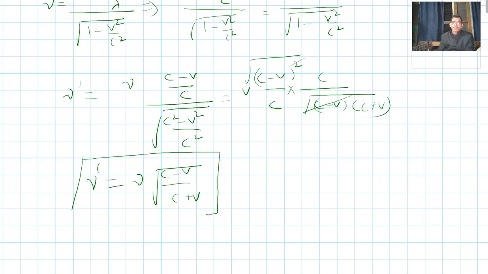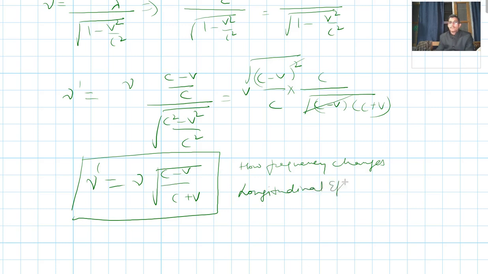So this is known as the longitudinal effect, and this shows how frequency changes. Here, since c minus v over c plus v is always less than 1, we conclude that nu prime is less than nu. So this is the longitudinal effect.